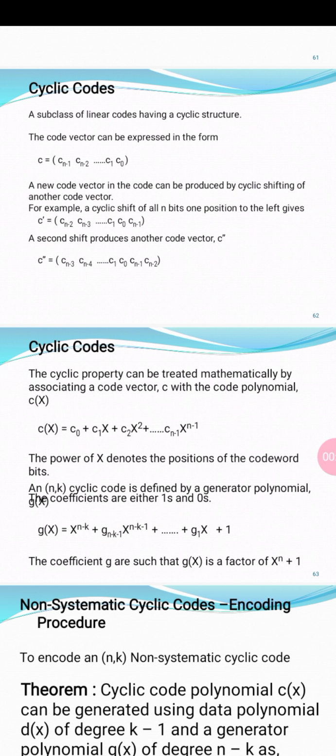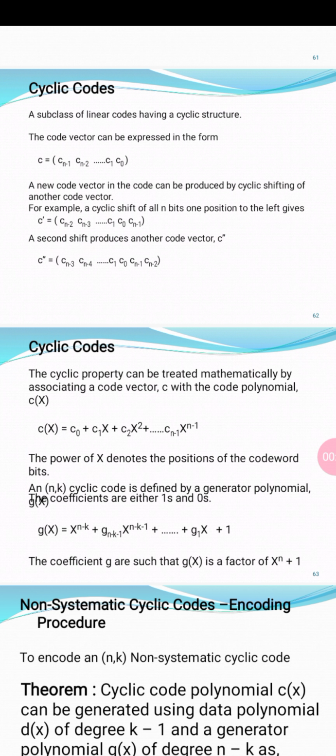In today's lecture, our next subpoint is cyclic codes. In cyclic codes, we have to study what a cyclic code is, what a non-systematic cyclic code is, which is used for encoding, and what a systematic cyclic code is, which is used for decoding, in detail.